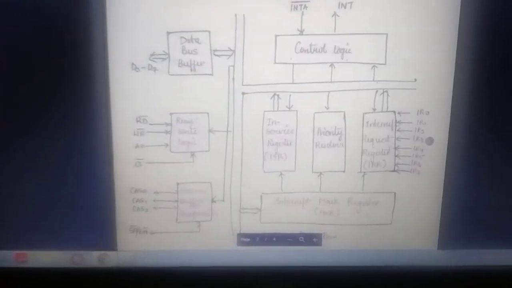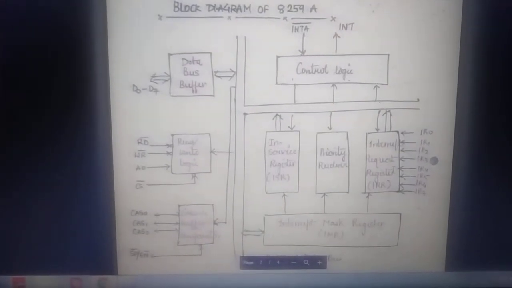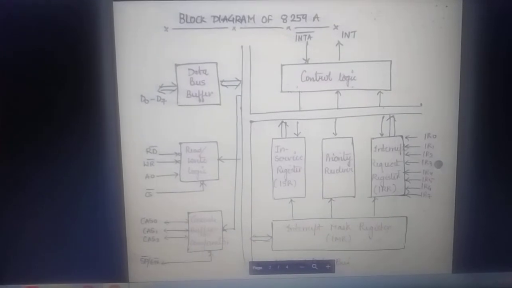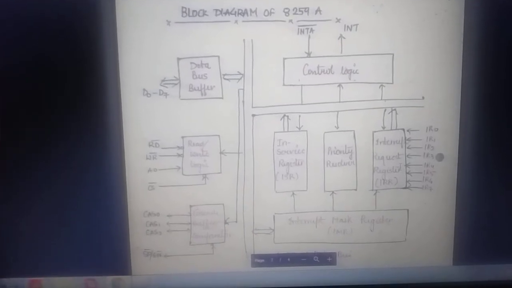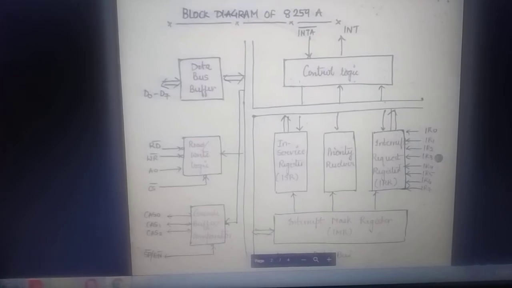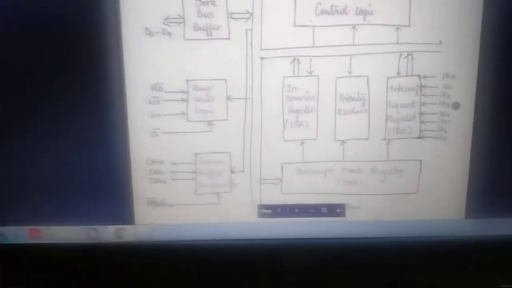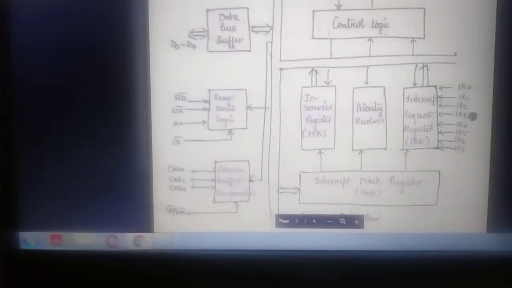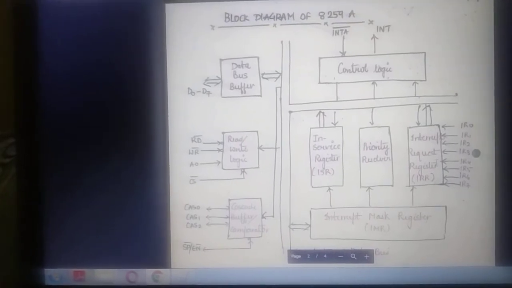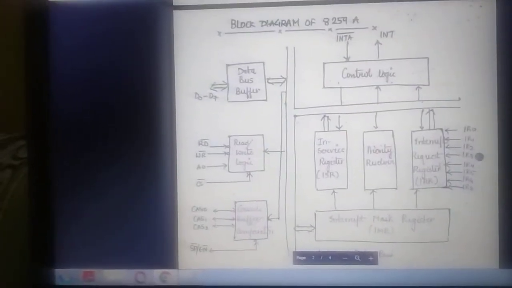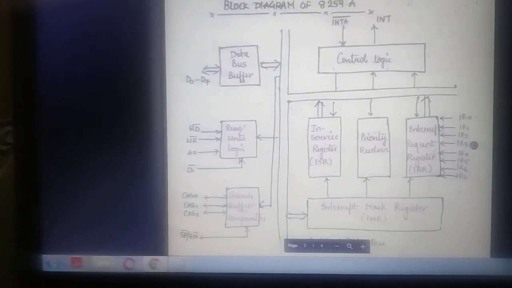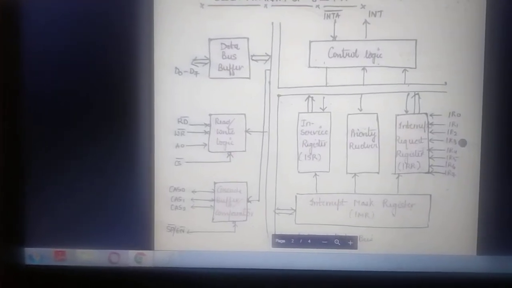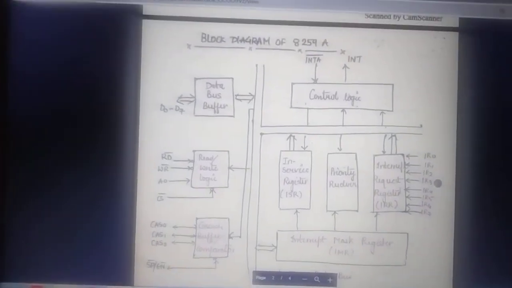Okay, students. So here this is the block diagram of 8259A. Here you can see several blocks. In the middle there is a group of vertical lines which is called the system bus. Through the system bus all the different blocks are connected. On the left hand side you can see a data bus buffer, then read-write control logic, then cascade buffer comparator, and on the right hand side there is a control logic, and there are 4 8-bit registers named the in-service register, priority resolver, interrupt request register, and interrupt mask register. So we will discuss the detail of each block here.